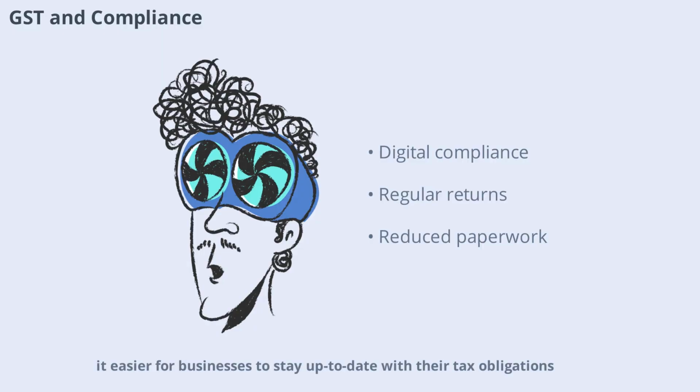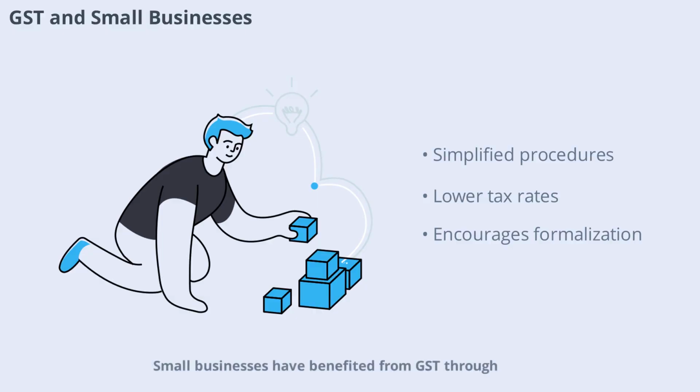Small businesses have benefited from GST through simplified compliance procedures and the composition scheme, which allows eligible businesses to pay tax at a lower rate. This has reduced the tax burden on small enterprises and encouraged more businesses to enter the formal economy, contributing to overall economic growth.